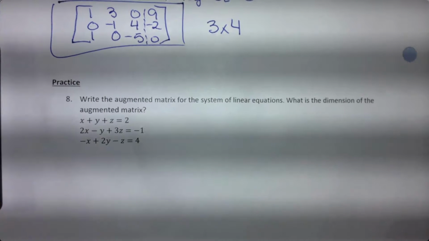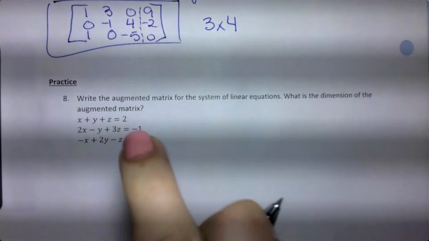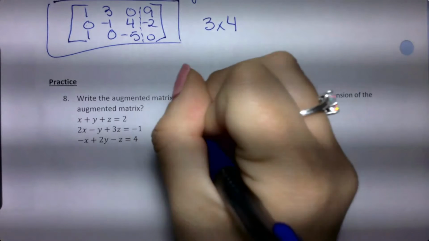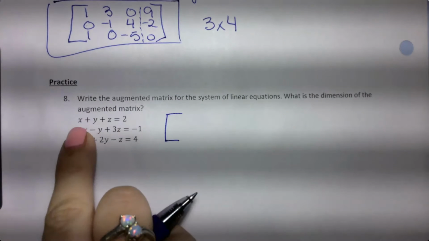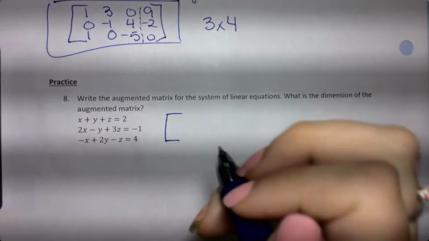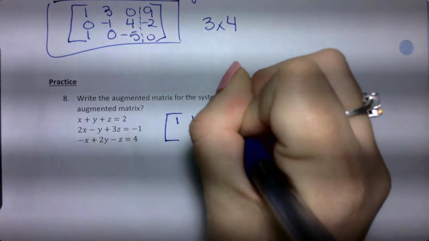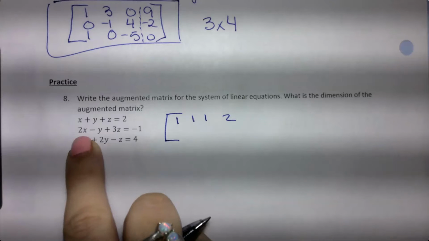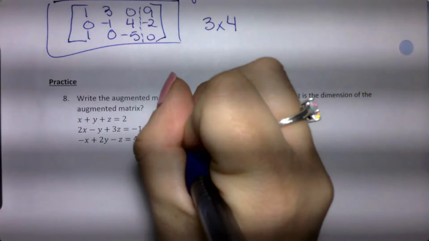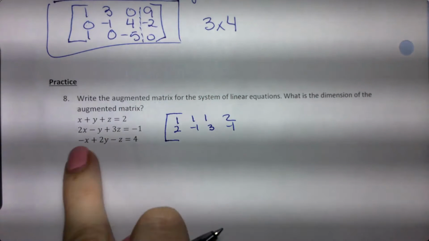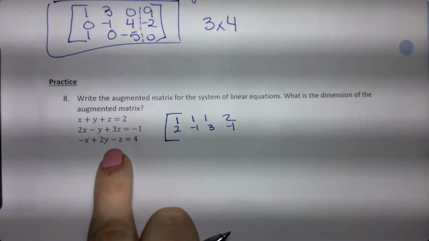So over here in number 8, it actually gives me all of my variables, so that's pretty nice. All equations have all 3 variables, so I just need to practice putting them in the matrix. My first equation is 1, 1, 1, 2. Then in my second equation, I have 2, -1, 3, -1. And my final one, I have -1, 2, -1, 4.